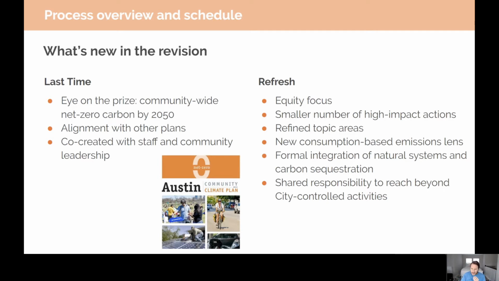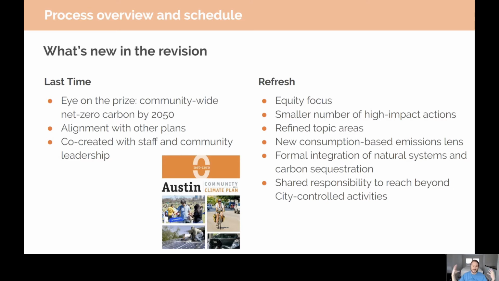We're adding 2 new sections this time. So a focus on consumption-based emissions, which is the upstream emissions associated with all the food and goods and the things that we buy around us in the world. We're going to be focusing on natural systems and how carbon is pulled down from the atmosphere into trees and land and soil and water. And the last thing, we're really trying to expand the responsibility beyond just city-controlled activities. In the first plan, there was a lot of focus on what exactly is the city going to do. And this time, we're really trying to broaden that to what do businesses do?